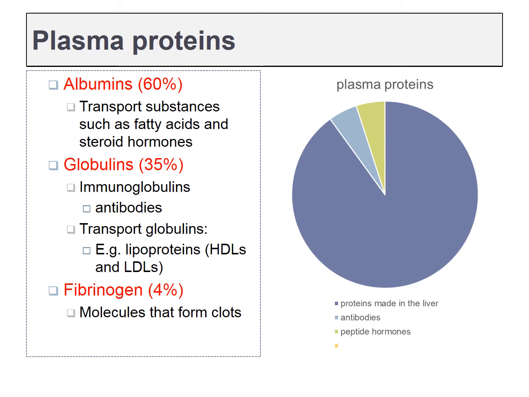Albumins help to move steroids and other molecules around the body, things that wouldn't dissolve in water naturally. There's also a number of globulins, including antibodies, which we will discuss next chapter, and then transport proteins like HDLs and LDLs, which will be very important next term. Lastly, fibrinogen is a protein found in the bloodstream, and this will be very important at the end of the lecture today.